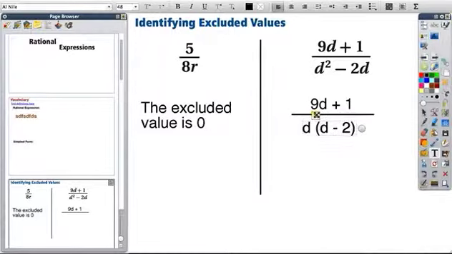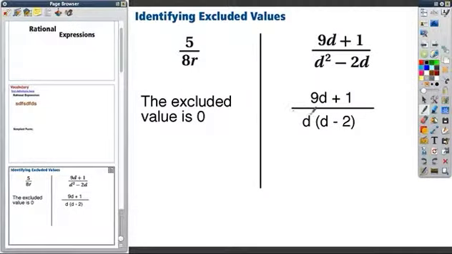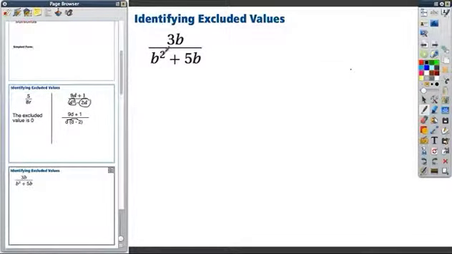Why is it d minus 2? Because when you multiply it back, d times d is d squared, and d times negative 2 is negative 2d. Now I need you to identify the excluded value. If you look here, d cannot be 2, because 2 minus 2 is 0, and anything times 0 is 0. And also, d cannot be 0, because if d is 0, the whole thing changes to 0. Now here you're going to do the same thing.